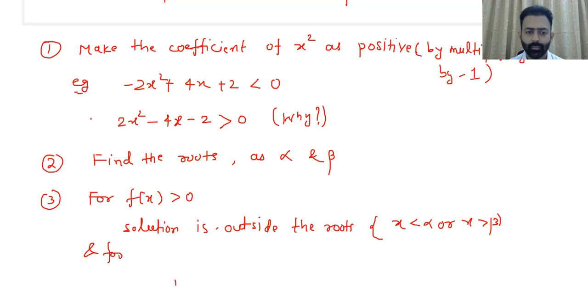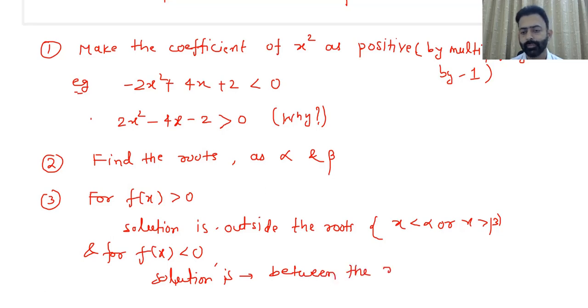And for f(x) less than 0, the solution is between the roots, that is, x is less than beta and greater than alpha. Okay.